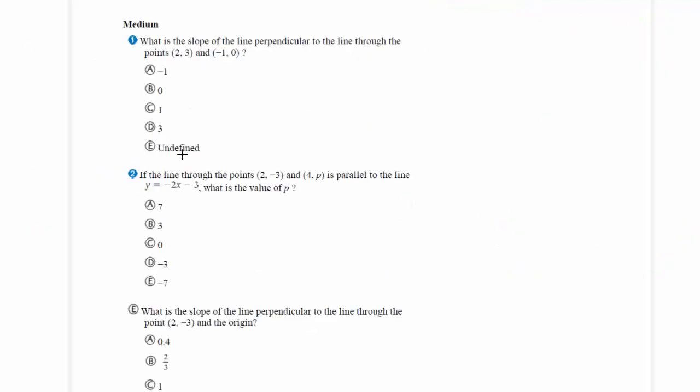What is the slope of the line perpendicular to the line through the points (2, 3) and (-1, 0)? So we already have one line, which has (2, 3) as one point and (-1, 0) as another point. When you join them, it'll be like this. And you don't have to calculate the slope of this line. You have to calculate the slope of the line which is perpendicular to it.